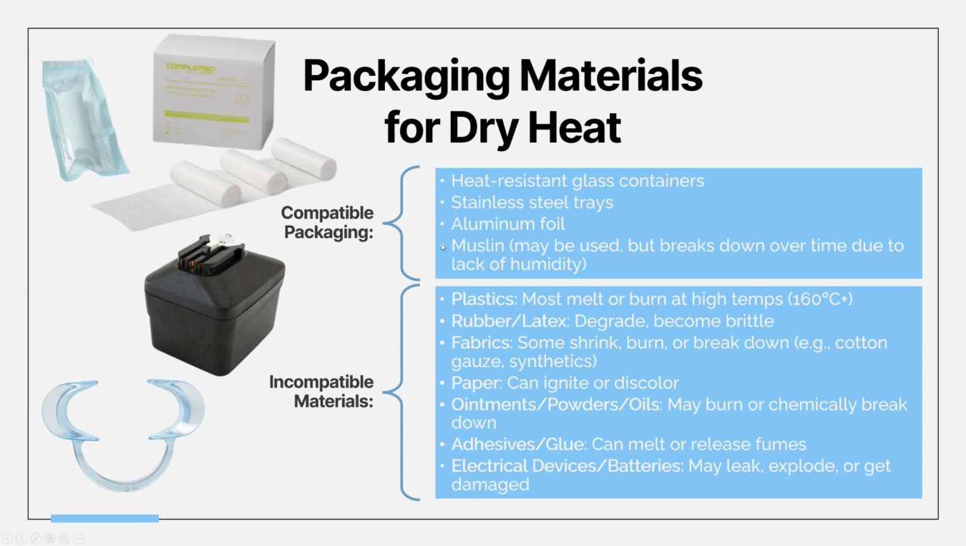So packaging materials for dry heat. You have to use only heat resistant materials like stainless steel, glass petri dishes or flasks, heavy duty sterilization wraps. Avoid plastic pouches or packs meant for steam, since these will melt. So obviously you can't put these in here since they'll more likely be set on fire. So you have to use packaging that allows heat to penetrate and keep items sterile after the cycle.